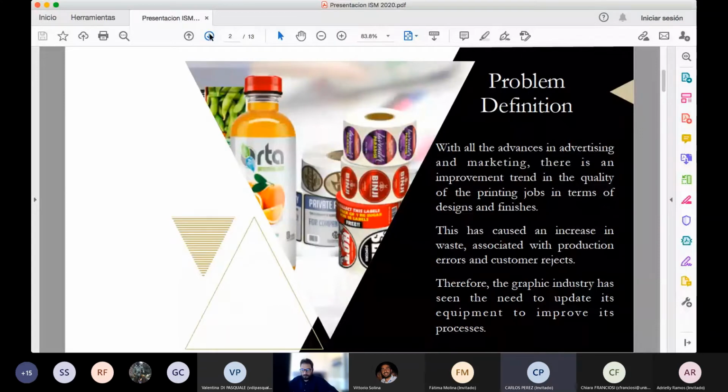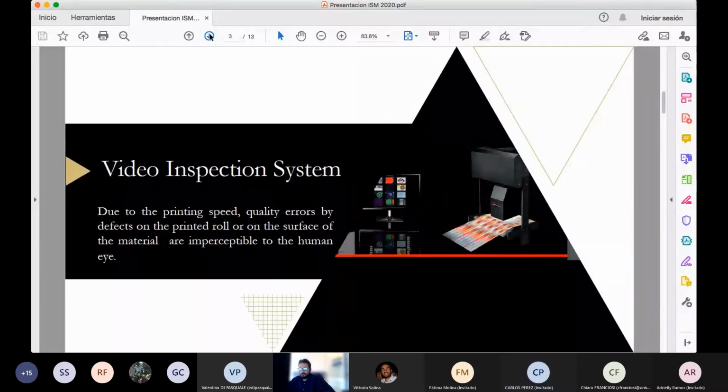All this has led to an increase in waste due to production errors and customer rejects. And as a solution to reduce this waste, the graphic industry is now requiring updates to equipment to improve its process. One of the most important problems is the printing speed. Quality errors from defects on the printed roll or on the surface of the material are unpredictable to the human eye. That is why the video inspection system becomes relevant, because it helps the operator do his job with better quality in less time.